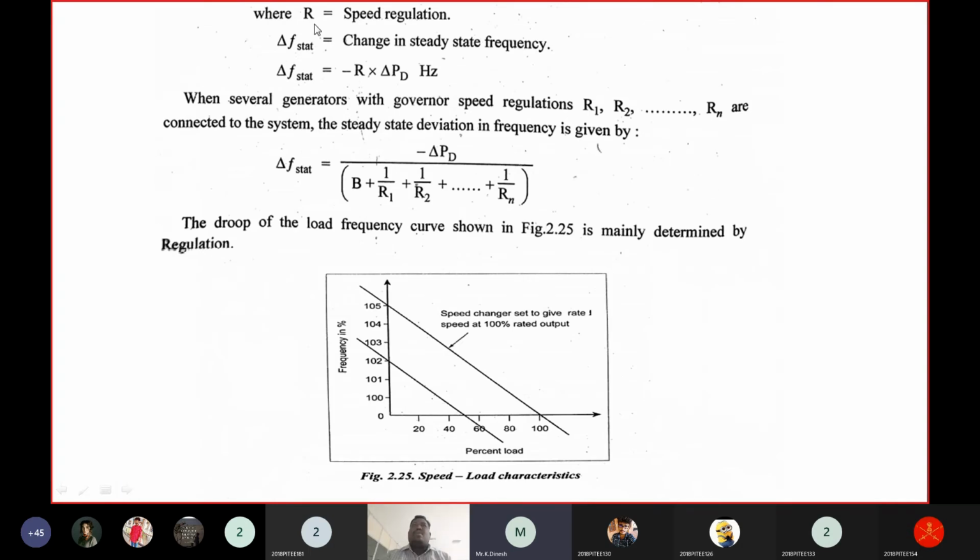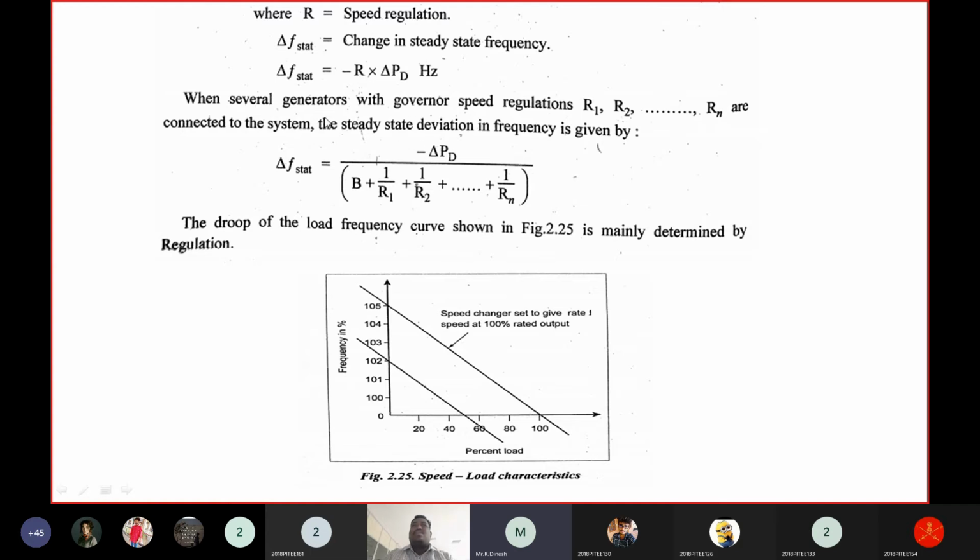So what is R? It is the speed regulation. As I told in the starting session, the parameter governing the operation of the system is speed. So based on your speed, the overall system gets affected. So we find del F stat by del PD as R. Or otherwise I can write del F equals minus R into del PD. So it is a decremental change in speed regulation, so I am putting minus here.